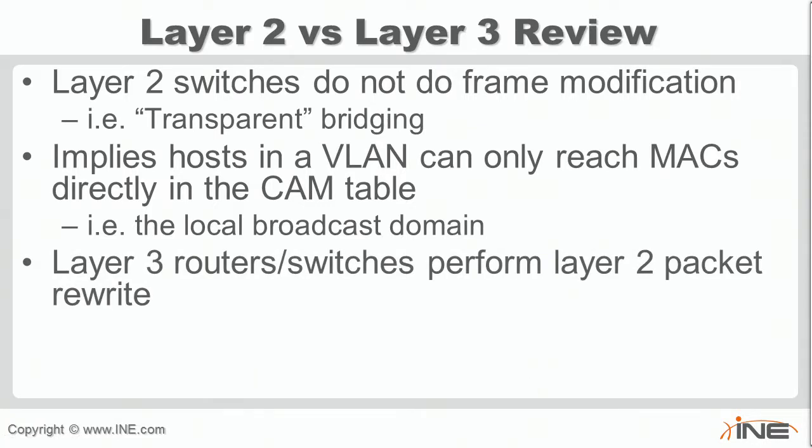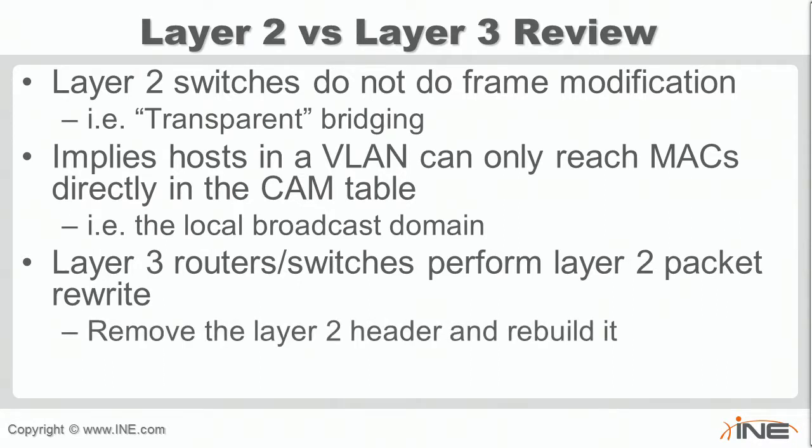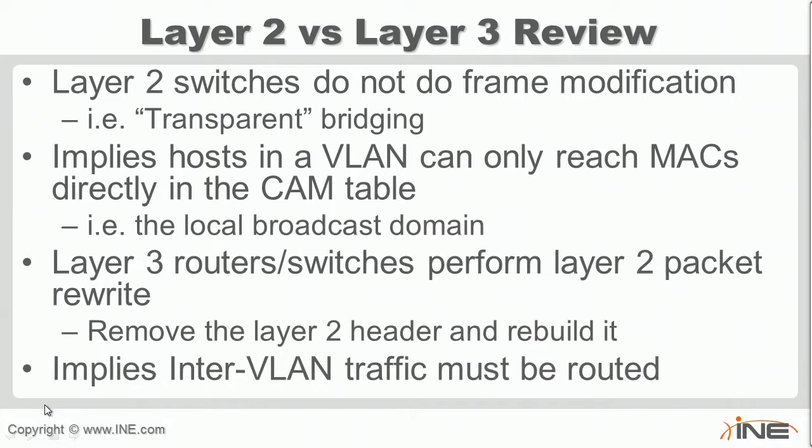So once it gets to the gateway, or what we consider either our layer 3 router or our layer 3 switch, this is where the changing of the packets happens, or what we call the layer 2 packet rewrite. So anytime the router receives a packet in and it needs to forward it out another routed interface, it's going to remove the layer 2 header that came in, and it's going to build a new layer 2 header depending on where it's going. So from an Ethernet switching point of view, this implies that traffic between different VLANs is going to have to be routed, and that the device is going to have to do this layer 2 packet rewrite.